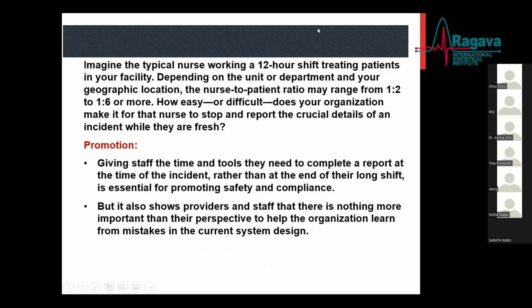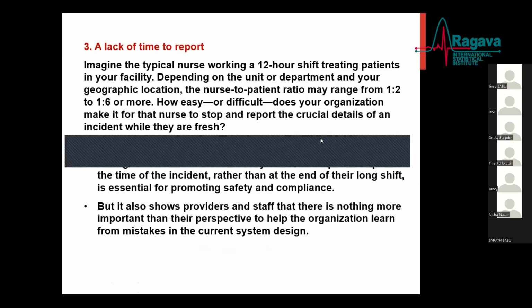And next is a lack of time to report. Imagine a typical nurse working a 12-hour shift, treating patients in your facility. Depending on the unit or department and your geographical location, the nurse to patient ratio definitely differs. Especially in India, the nurse to patient ratio is very high, from 1:2 to 1:6. How easy or difficult does your organization make it for the nurse to stop and report the crucial details of an incident while they are fresh? That is very, very important.